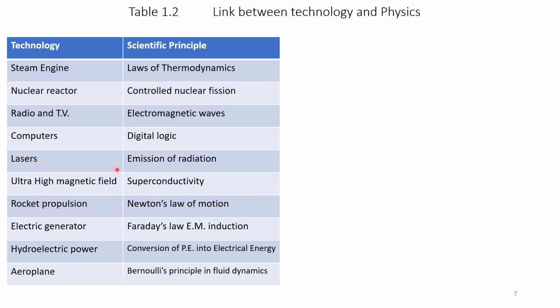Lasers work on emission of radiation. Ultra high magnetic field works on the principle of superconductivity. Rocket propulsion works on the principle of Newton's law of motion. Electric generator works on Faraday's law of electromagnetic induction. Hydroelectric power works on the principle of conversion of potential energy into electrical energy.